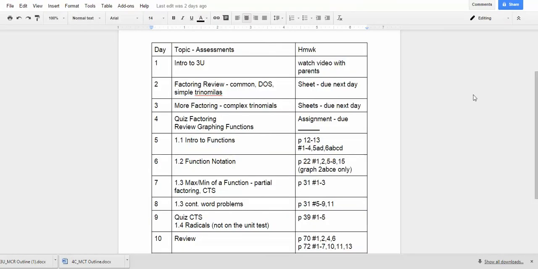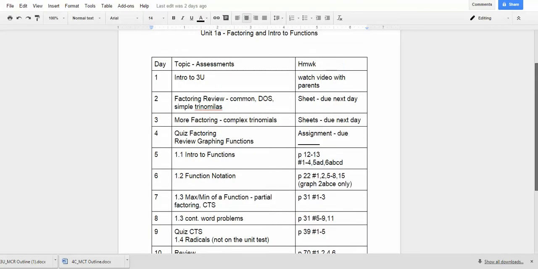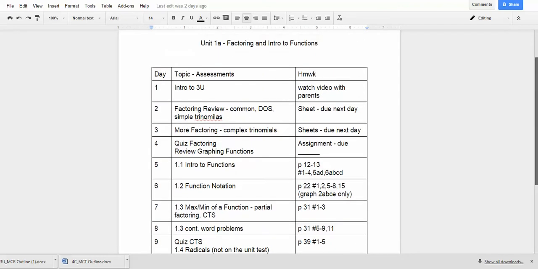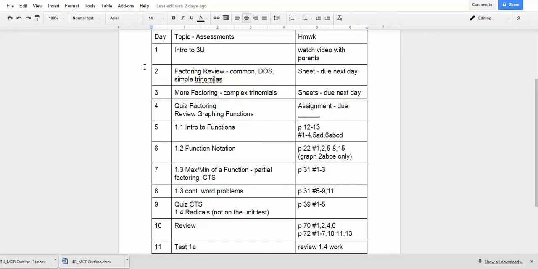Your student has an outline. This is the unit outline, for unit 1A. Each day is outlined here. For example, day one was today, intro to 3U, and they're supposed to watch the video with parents. That's their homework. There will be a lot of homework.